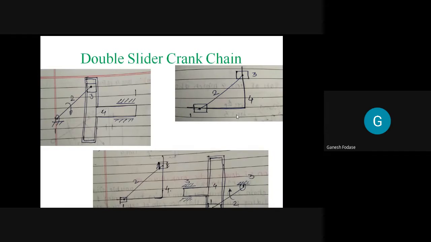How many prismatic pairs are there? 2. And which are the 2 pairs? Between which 2 links are the prismatic pairs formed? 1 and 4, and 3 and 4. Good. And what about the turning pairs? 2 turning pairs, 2 and 1, and 2 and 3.